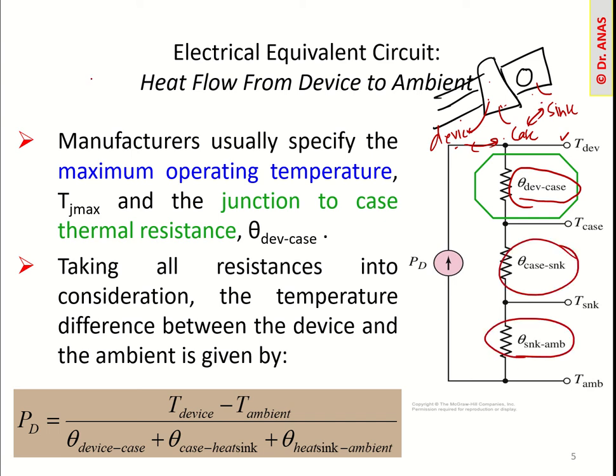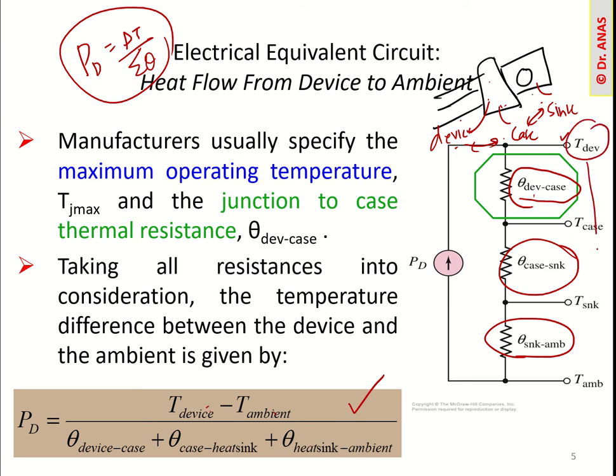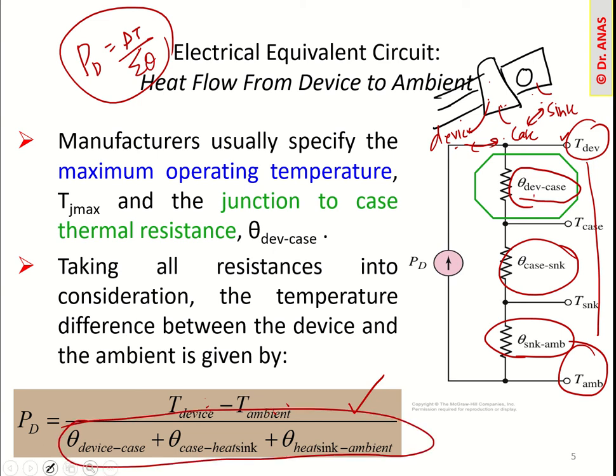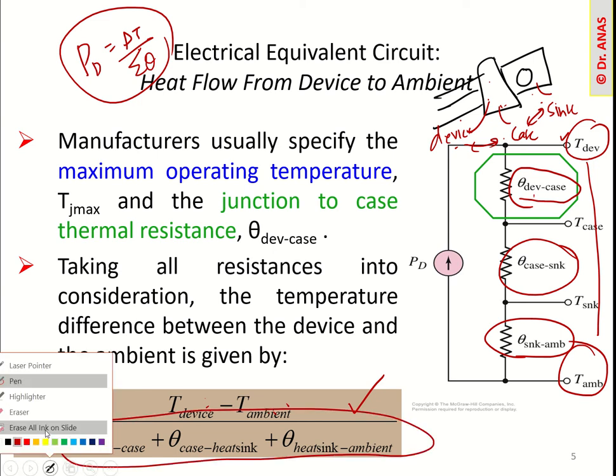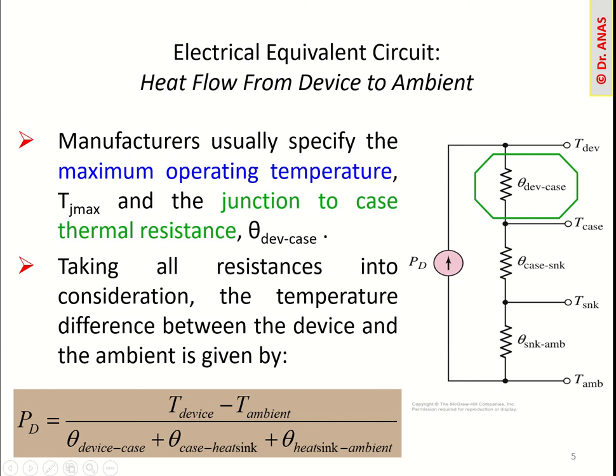So power dissipation is basically the difference of temperature, the device actual temperature minus the ambient temperature, divided by the sum of all these thermal resistances. That will tell us about the actual dissipation by the device.